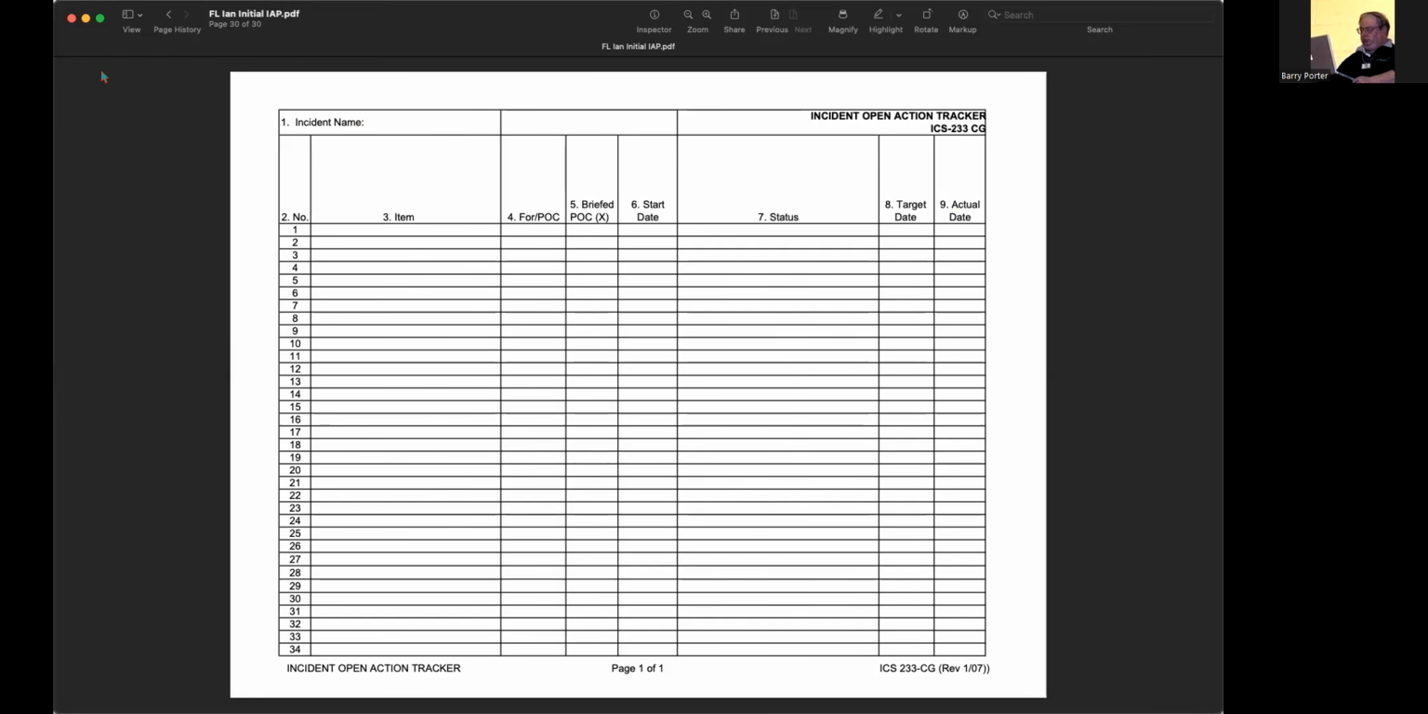And that's the ICS that I put together for my section. Fortunately, we used it mostly on the west coast of Florida. And that's all I have for this.